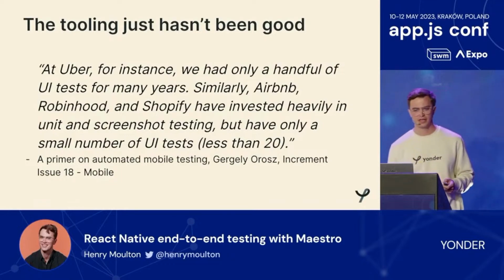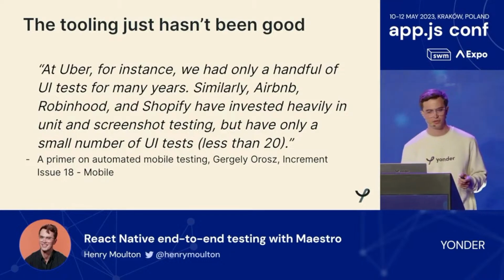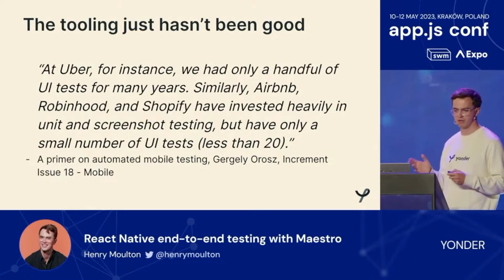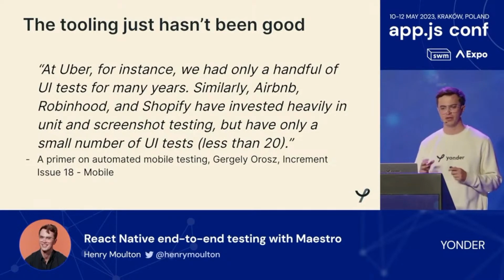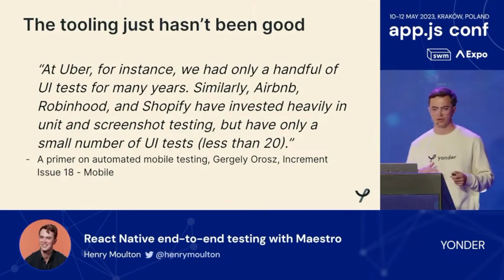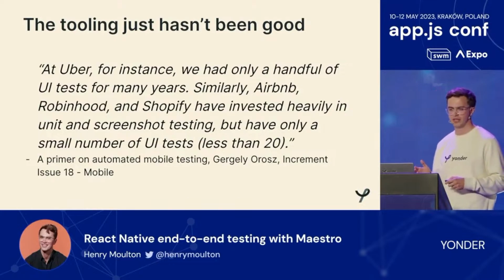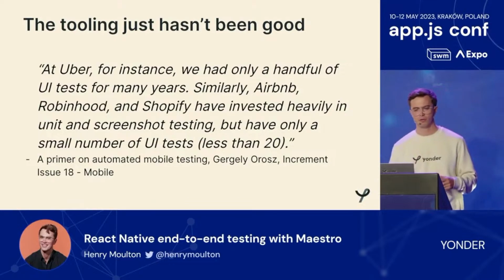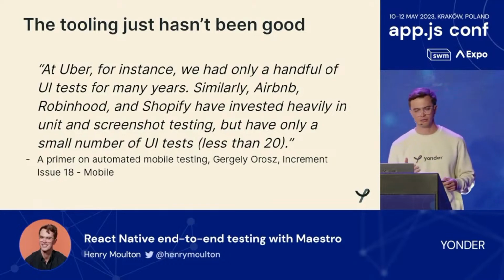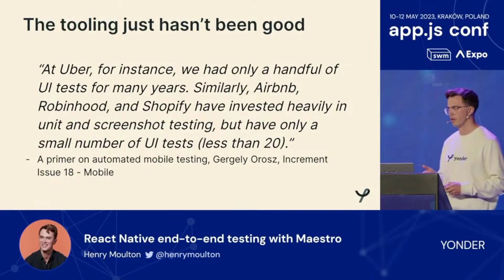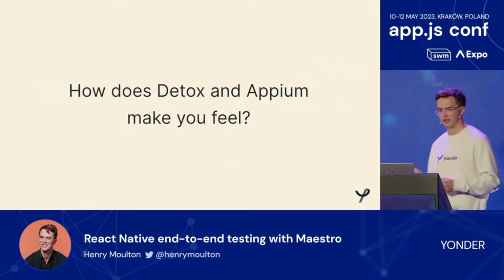And interestingly, that seems to be, if I were to bet, the case also in the native world. Here's an excerpt from a primer on automated mobile testing, which is a really great article I recommend checking out. It's from an ex-Uber engineer: at Uber, for instance, we only had a handful of UI tests for many years. Similarly, Airbnb, Robinhood, and Shopify have invested heavily in unit and screenshot testing, but have only a small number of UI tests.